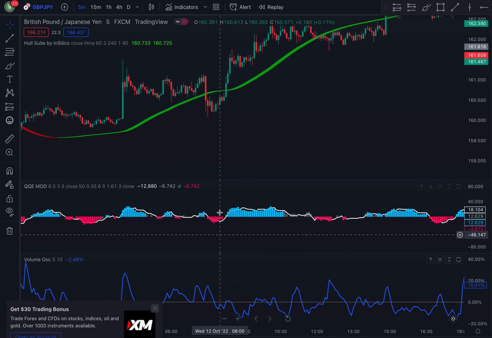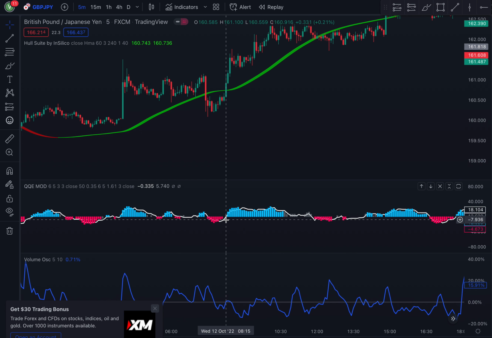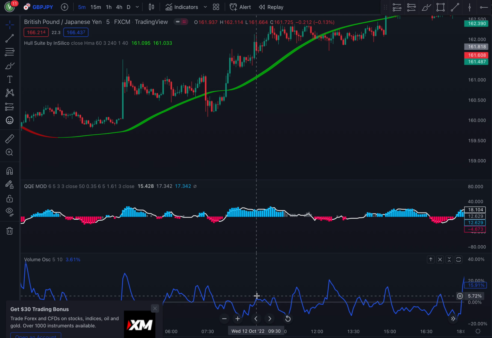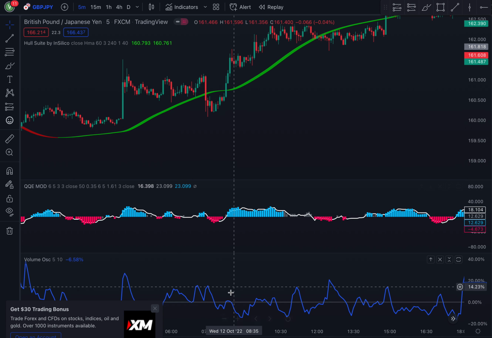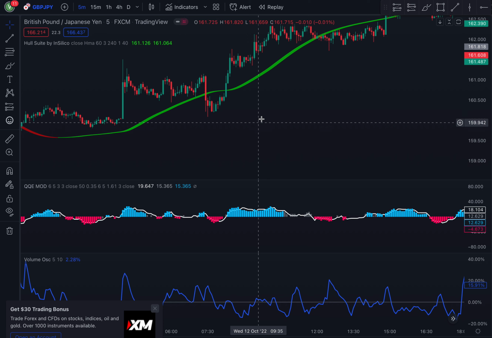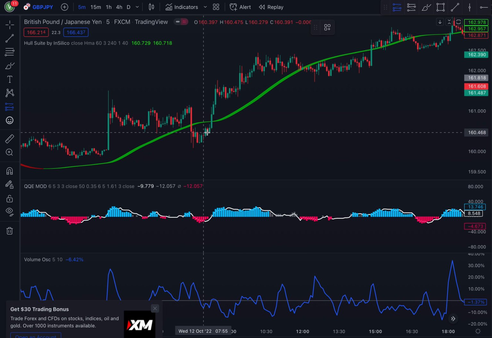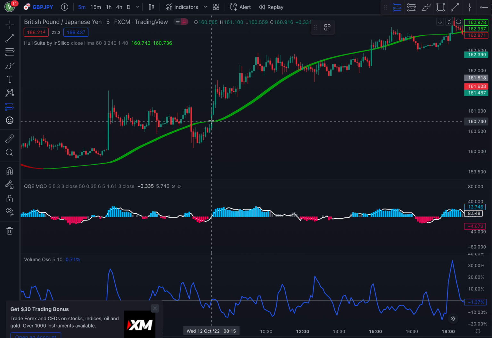What you should look for is the QQE Mod changing colors. When it changes colors, make sure that your Hull Suite is green, and make sure that price is above the Hull Suite, closed above it, and make sure that there is enough volume on your oscillator. It has to be above the gray line. Once that is in place, you simply put your trade in right here.